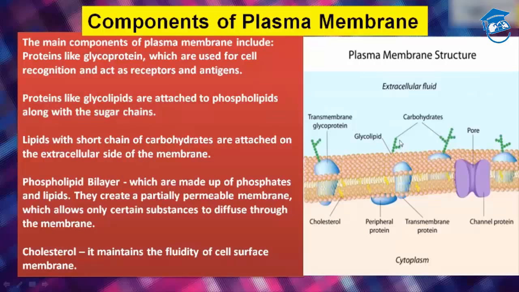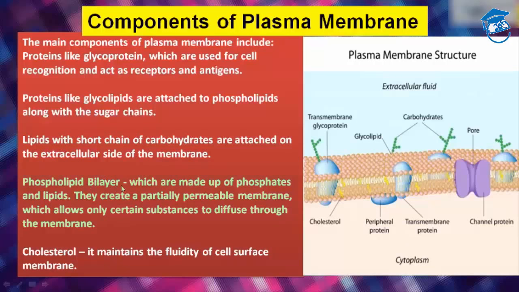See, this is glycolipid. They are attached to the phospholipids. See, this is phospholipid which is represented by this color. And this is glycolipid which is attached to the phospholipid along with the sugar chain. Glyco means carbohydrate and lipid is lipid. So lipid which is attached to the carbohydrate molecule is known as glycolipid. Lipid with a short chain of carbohydrate is attached on the extracellular side of the membrane. See, this is the extracellular side and this is the interior side of the plasma membrane where cytoplasm is present, and outside the plasma membrane is extracellular fluid.